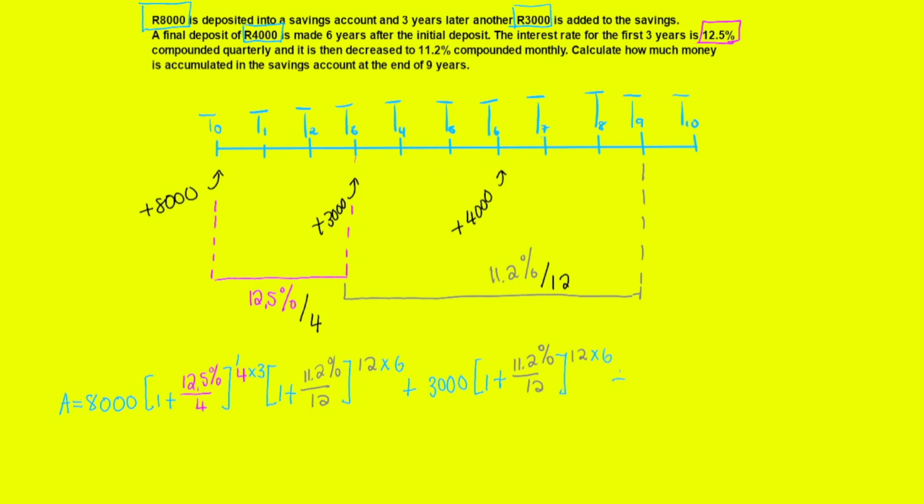And then finally, the 4,000 was also only affected by the 11.2% divided by 12 raised to the 12. For how many years? Well, for only 1, 2, 3 years. Once you have that in your calculator, you would get a total amount of 34,036.56.